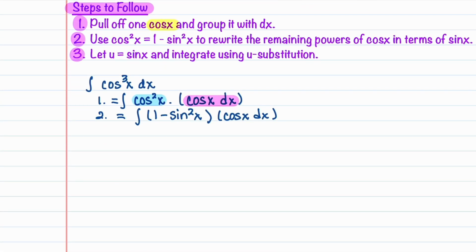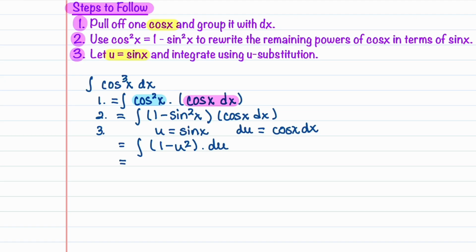Now let's look at step 3. We are going to let u be equal to sine x, and we're going to integrate using u-substitution. We'll let u be sine x, and then we'll rewrite our integral. This gives us the integral of 1 minus u squared, and then our du is cosine x dx. So we'll just multiply this by du.